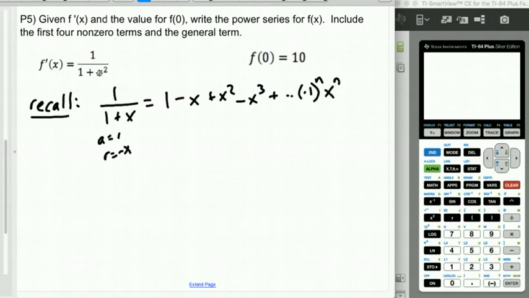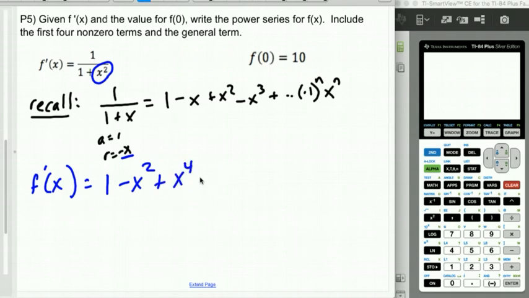Or you could actually just jump right to recognizing. If you did it this way, you're just replacing the x with an x squared. The other way to do it is to just recognize that a negative x squared could be your r. It doesn't really matter. So my f prime of x is going to be, anywhere I saw an x, I'm going to put an x squared. So this is 1 minus x squared plus x to the 4th, because it's x squared squared, minus x to the 6th, because it's x squared to the 3rd, plus and so on, negative 1 to the n, and then this is x to the 2n, because it's x squared to the n.